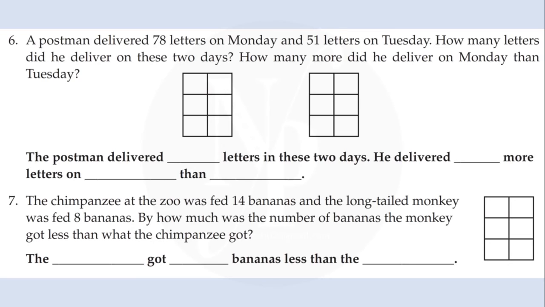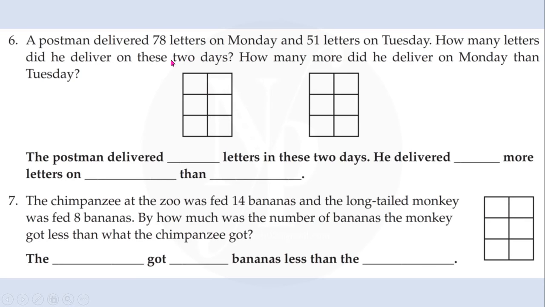So here we have 2 questions to be solved. 2 questions are given together in the question number 6. So one is addition, other will be the subtraction. Let us do this. So here first let us focus on the first question. That is, a postman delivered 78 letters on Monday and 51 letters on Tuesday. How many letters did he deliver on these 2 days? Let us look at only these 2 sentences now.